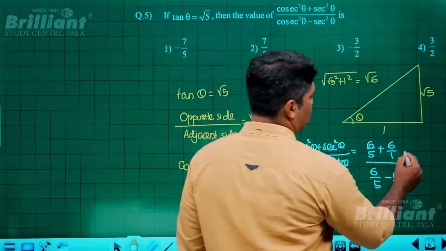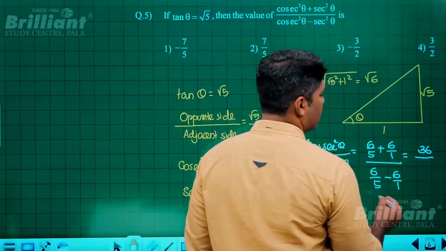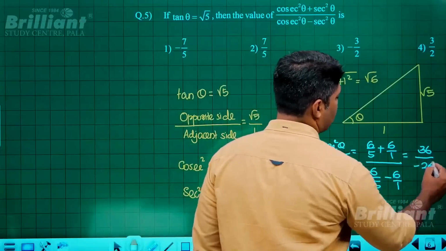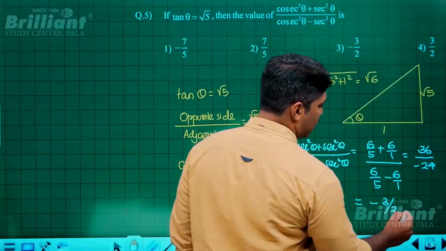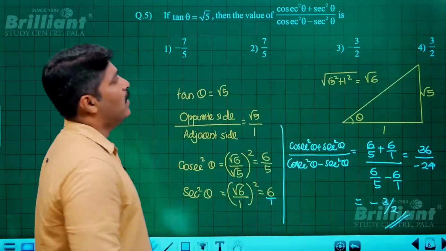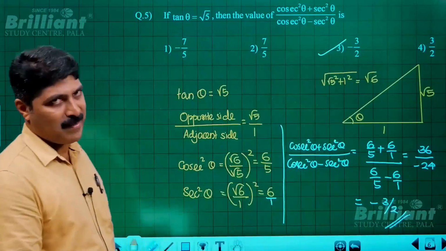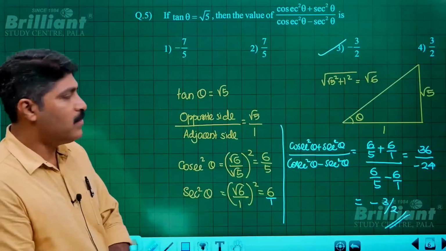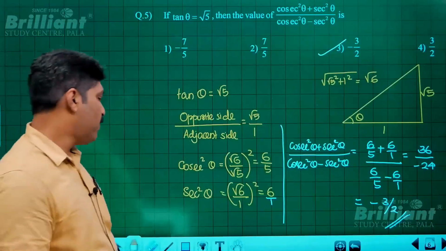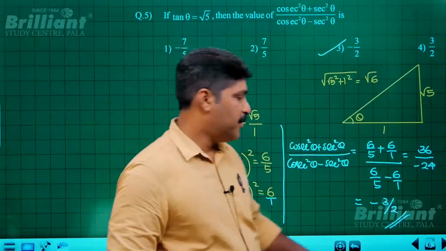So this is equal to 36 divided by minus 24. Simplifying this, we get minus 3 by 2. Got it? So our answer is option 3, that is minus 3 by 2. That's a simple trigonometry question. You can find the answer with the help of trigonometrical identities or relationships.